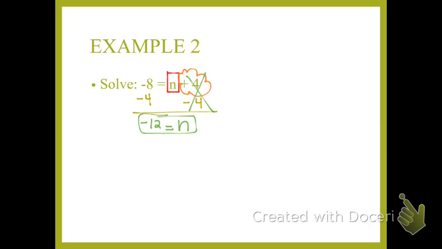Do a quick check by returning to the original equation and replacing the n with the negative 12. So instead of negative 8 equals n plus 4, we have negative 8 equals negative 12 plus 4, which gives us negative 8 equals negative 8. So I know that this answer is correct.